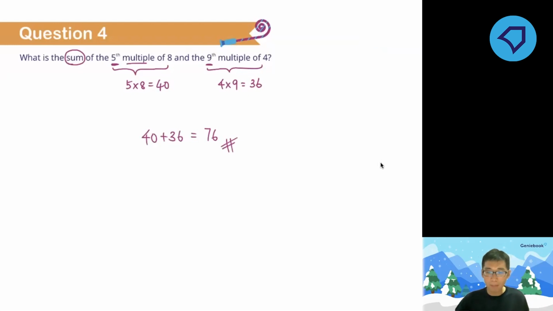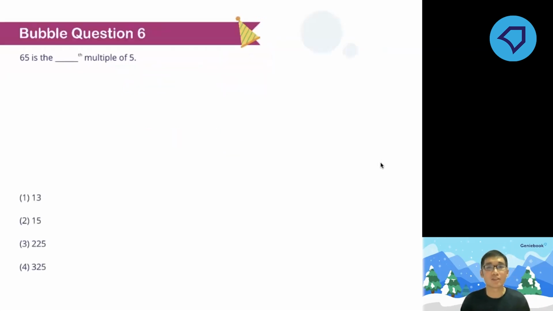Okay, so now your bubble question. This is bubble question number 6. Thank you, Jermaine. I want you to find out which multiple of 5 is 65. Which multiple of 5 is 65? Only 30 seconds for this. Do you think you can find the answer? If you need to go through the multiplication table of 5, go ahead. But of course, there's another way to do this question. So 30 seconds and your time begins now. All right, time's up. Good job.